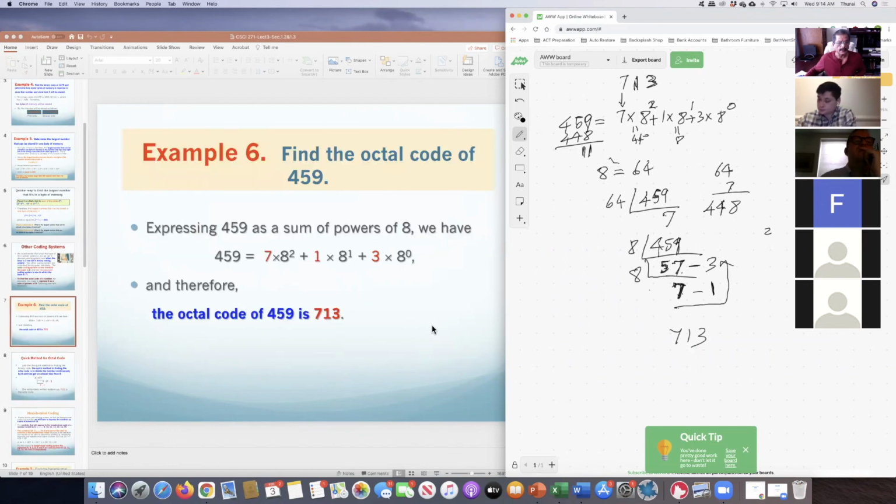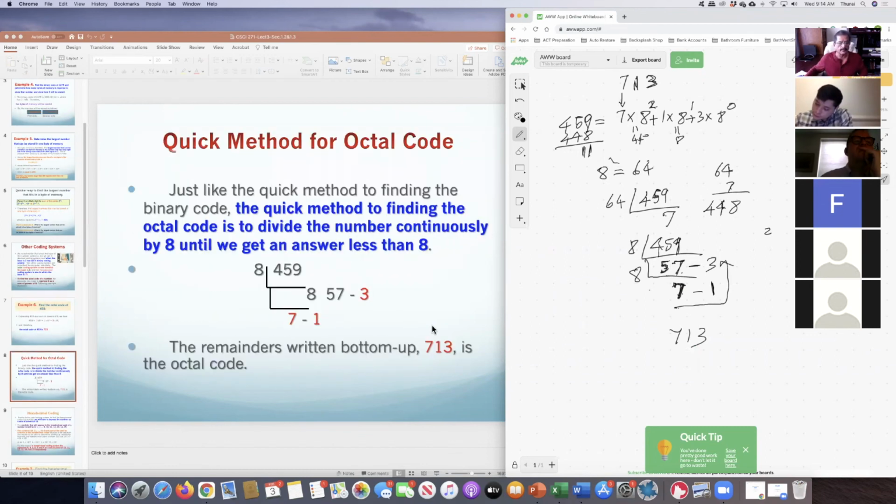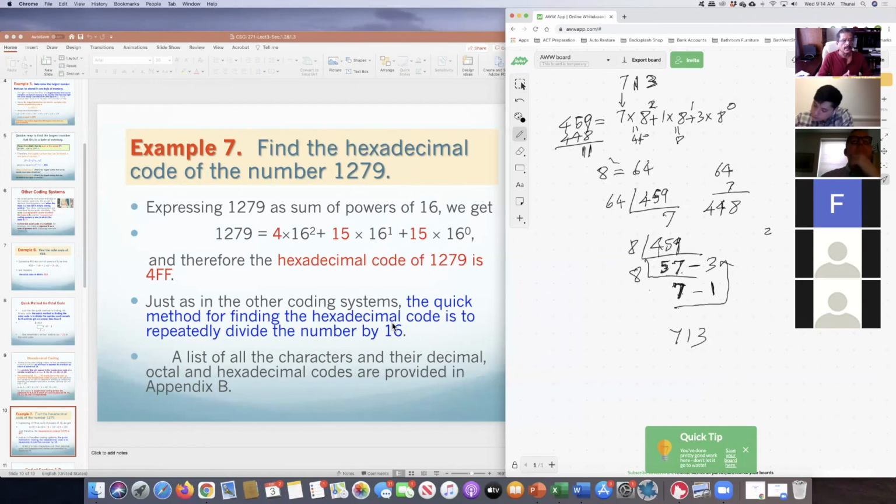Here's the shortcut. Yeah, shortcut method right there. The next one is hexadecimal code. But we are now out of time, so I'm going to stop here. We will proceed from hexadecimal code in the next class.